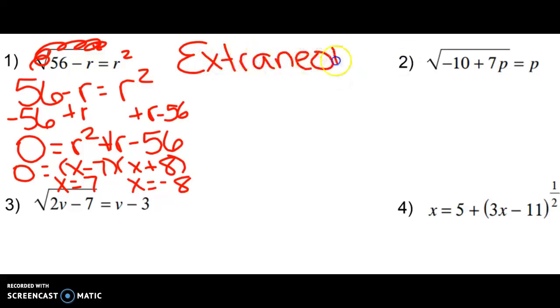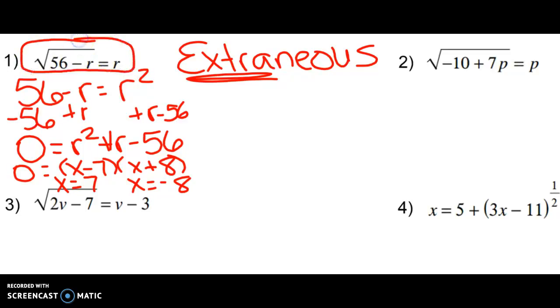Okay, extraneous means it's extra and it doesn't work. So we're going to plug it back into our original equation right here and see if it makes sense. Now remember, anytime you have a square root, you need to have a positive answer. So let's see what happens. So we're going to take 7 first. We're going to put in 56 minus 7. Does that equal 7? I'm just putting the 7 in for the r.